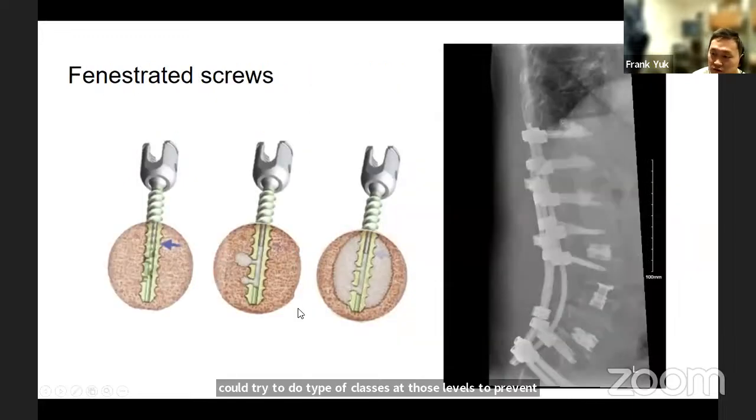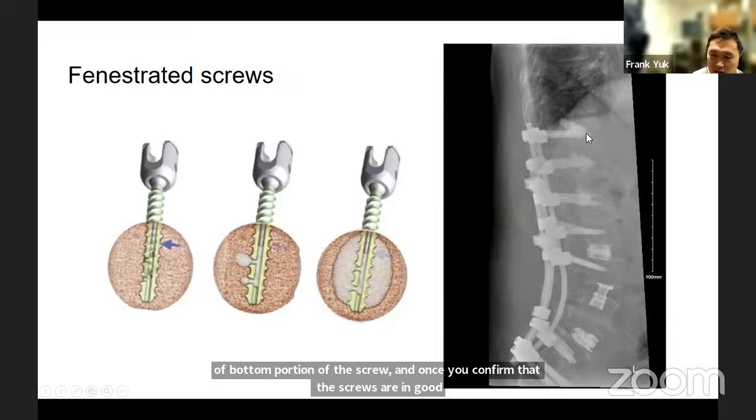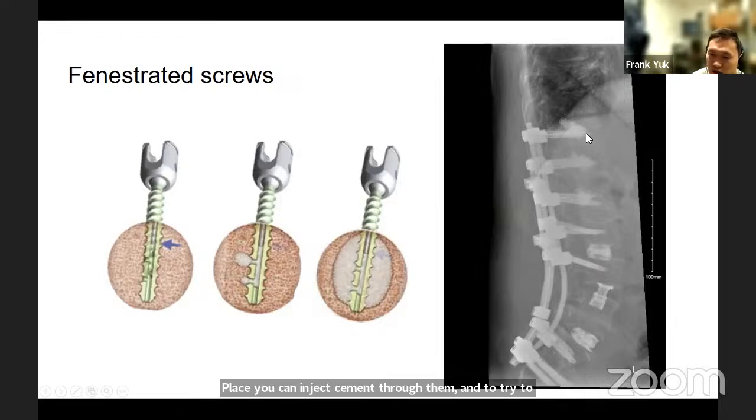Intraoperatively, we can also use fenestrated screws. This is a patient that we did at Elmhurst who had very low Hounsfield units of 90. And so we used fenestrated screws, which have cannulations at the bottom portion of the screw. And once you confirm that the screws are in good place, you can inject cement through them to try to prevent the screws from, one, pulling out, and two, fracturing the vertebral body.